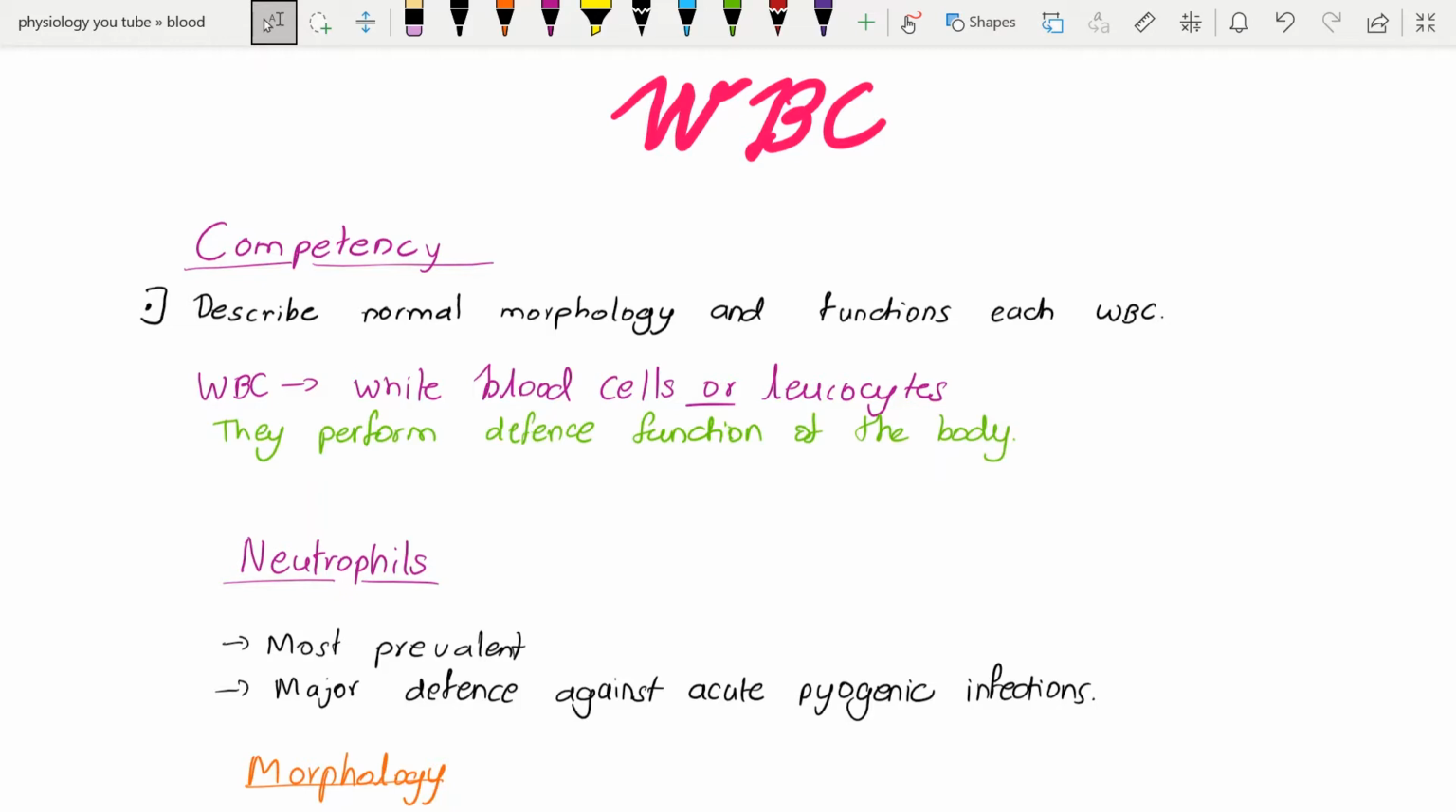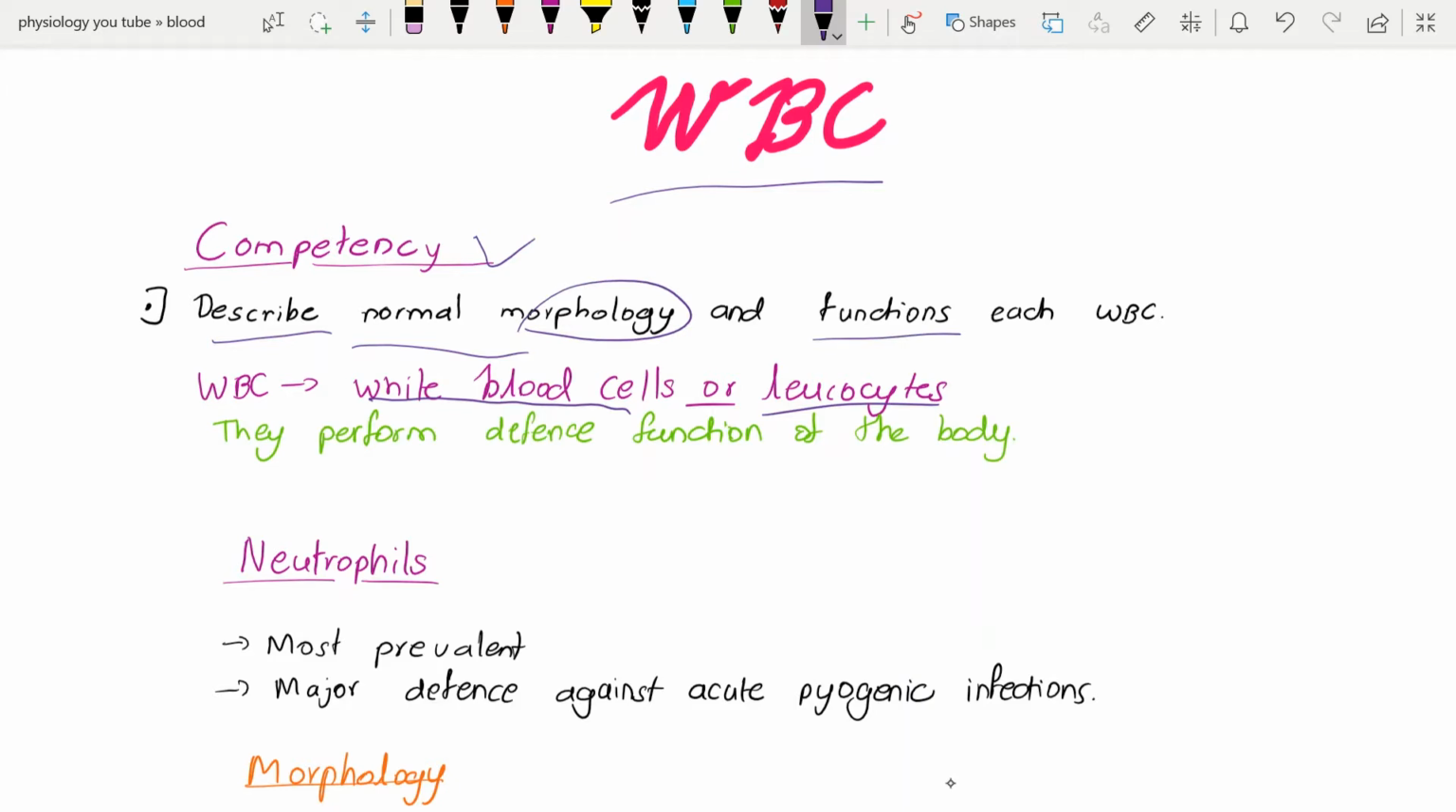Hi everyone. In this class we are going to study about WBCs. WBC refers to white blood cells, or also you can call them leukocytes. Competency for today's class: describe the normal morphology and the function of each WBC. As we know from our childhood, they perform the defense function of our body.